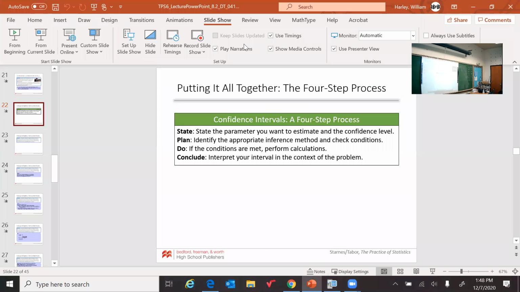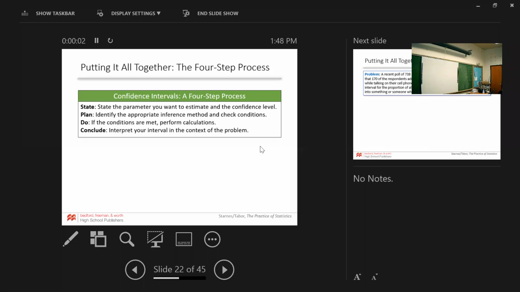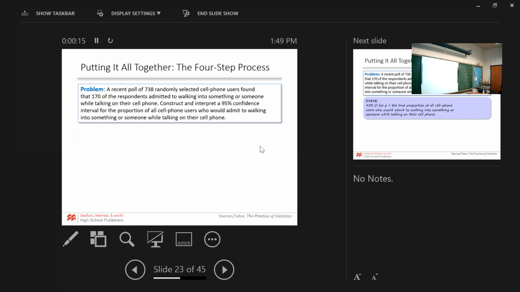Now we're going to start with the slideshow in the middle. That's the four-step process. Don't worry about it. Don't write it down. It's covered in the template. So here's an example. Ready?